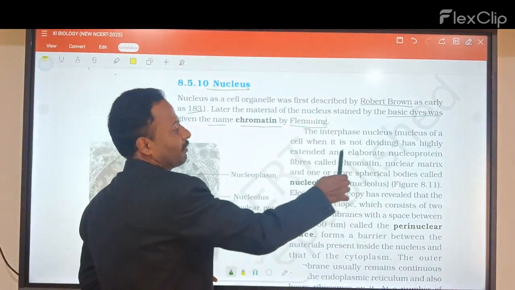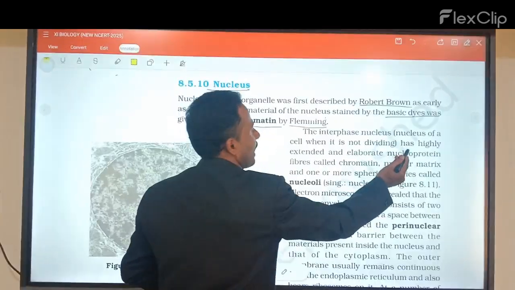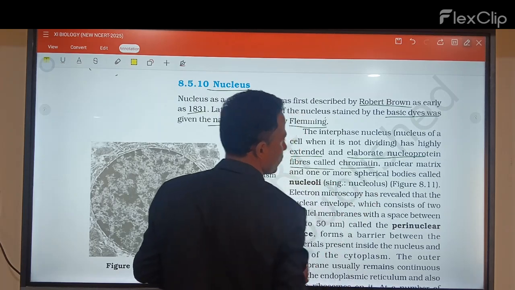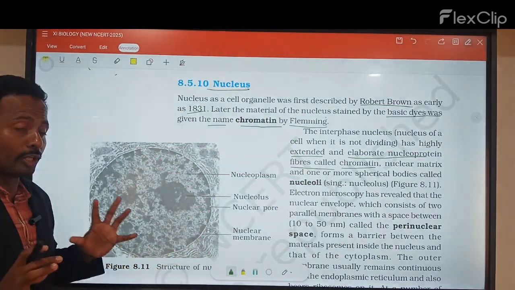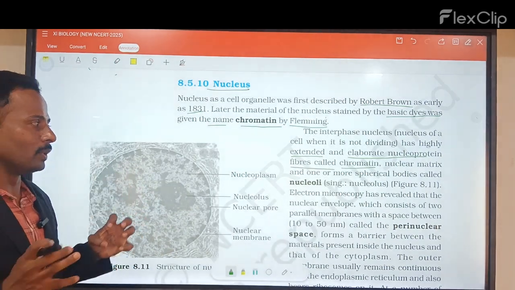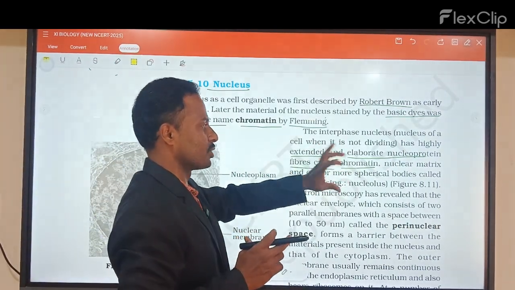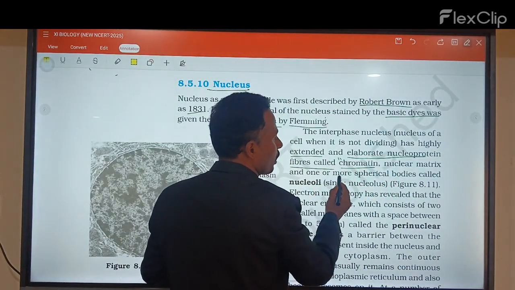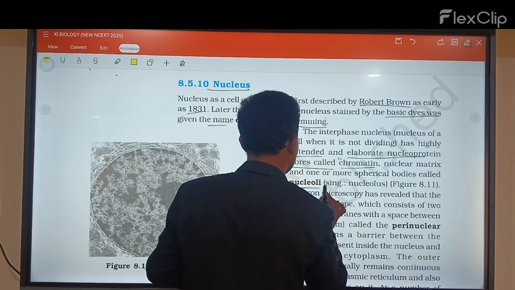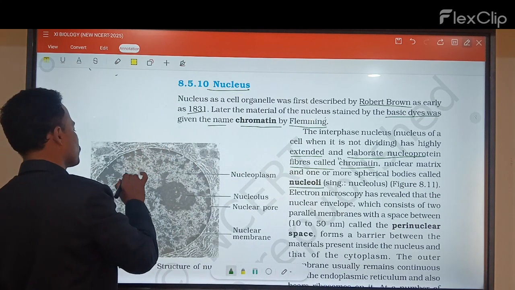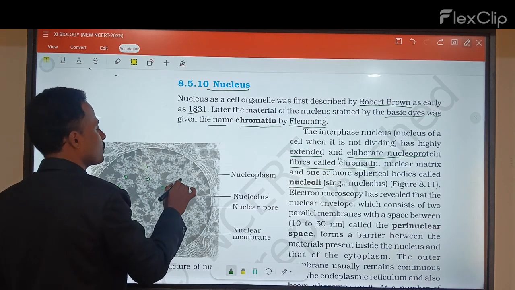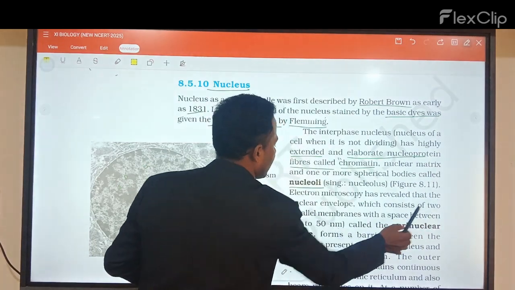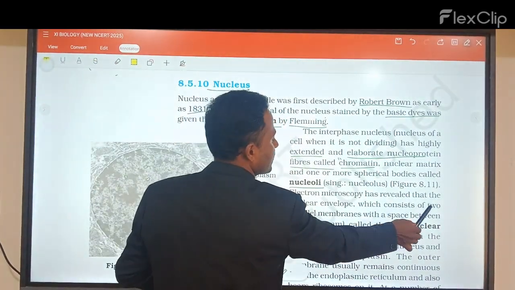In interphase, the nucleus has highly extended, elaborated nucleoprotein fibers, which are called chromatin. So in interphase, the whole nucleus develops as fibrous structures. It is called what? Chromatin. The nuclear matrix also has one or more spherical bodies inside. Those are called what? Nucleoli.